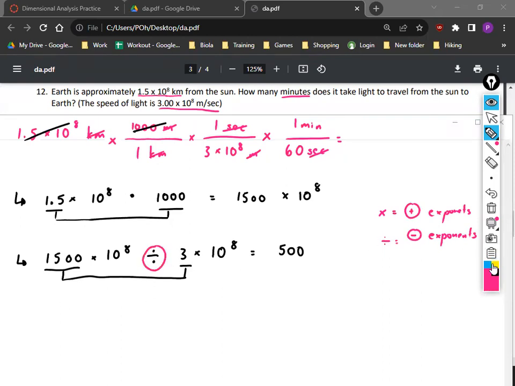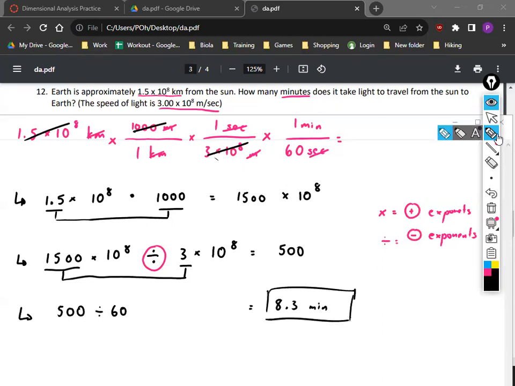Okay. All right, last step. We did this one right here. So we have 500, and then we just need to divide that by 60. And that's going to give us a value of 8.3. And that's going to be our answer in minutes.